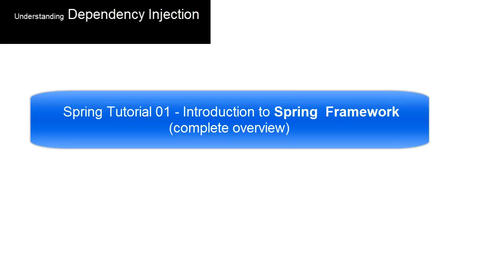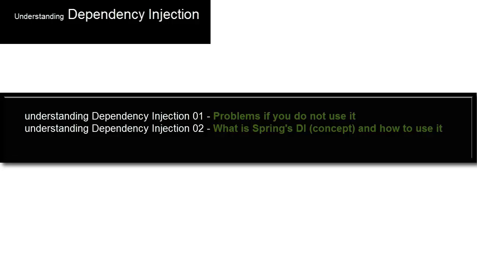In the first tutorial, we went through the complete overview of Spring framework, which is very much needed to start off with Spring. In this, we will understand the term dependency injection in detail. I've divided the tutorial in two parts. In part 1, we will understand the problems if we do not use a technique like dependency injection. And in part 2, we will understand what is Spring's DI framework and the different ways of using it.